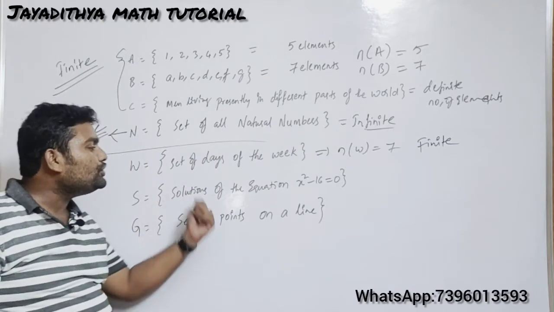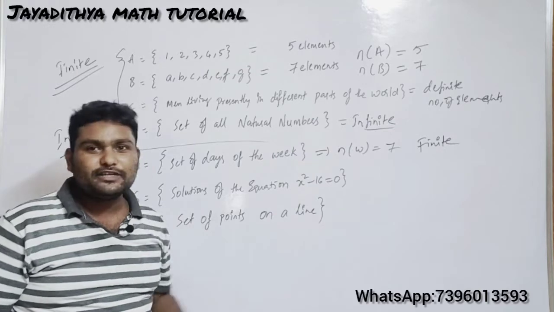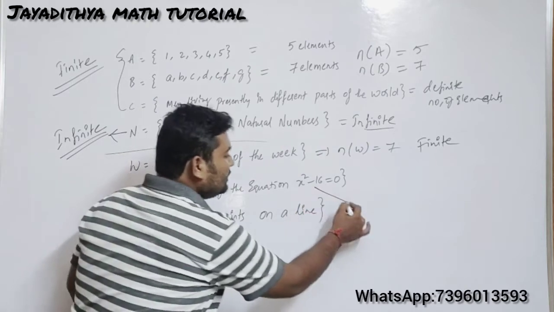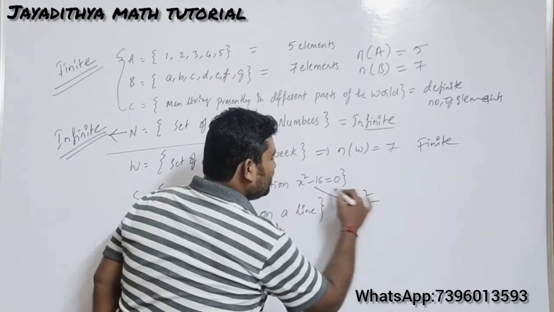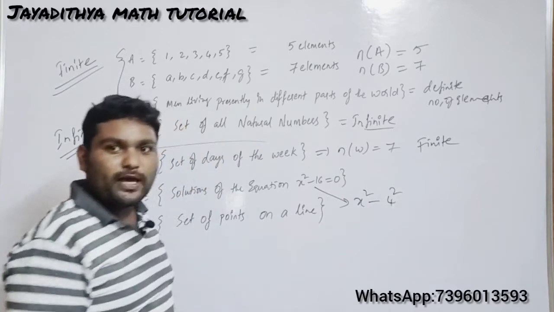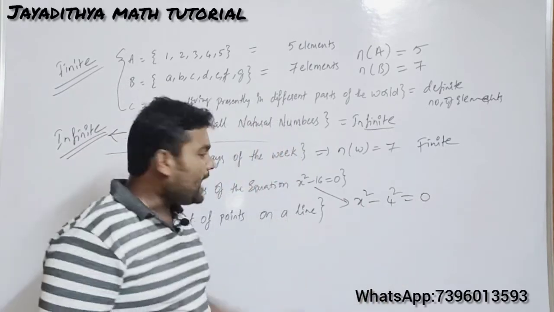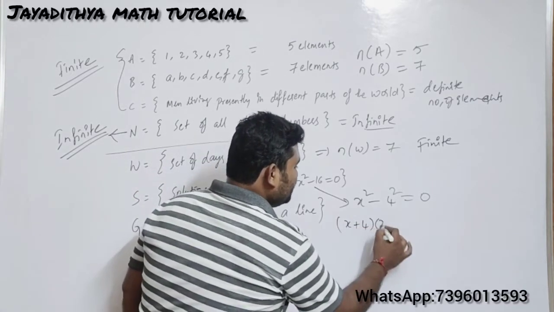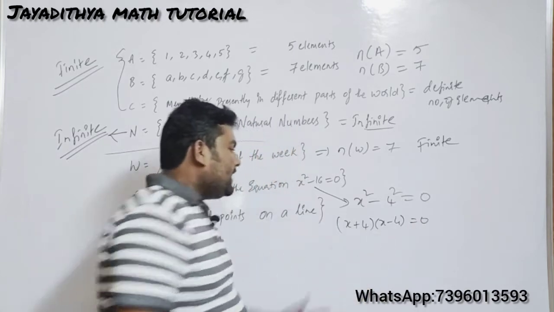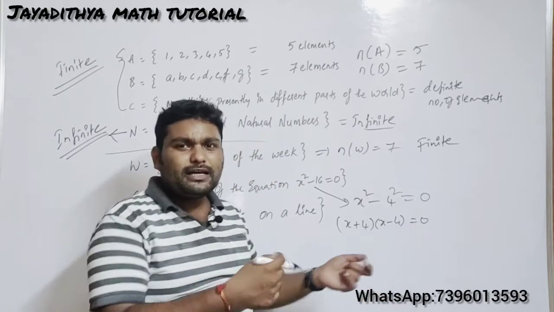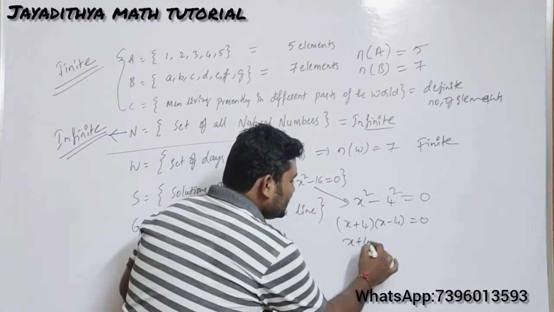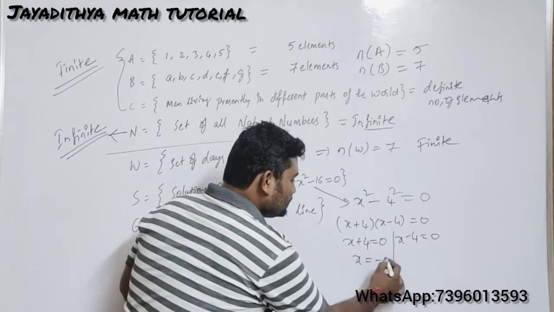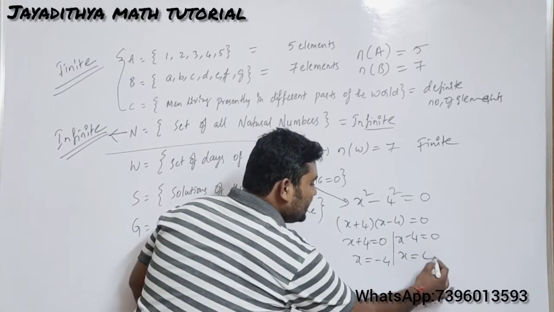S is the solutions of the equation x square minus 16 is equal to 0. How to solve this? X square minus 16 can be written as x square minus 4 square, and this is in the form of a square minus b square. So you can write (a plus b) into (a minus b) is equal to 0. If the product of two numbers is equal to 0, either of the numbers should be 0. So I am taking two cases: x plus 4 is equal to 0 and x minus 4 is equal to 0. If x plus 4 is equal to 0, I get x is equal to minus 4, and if x minus 4 is equal to 0, I get x is equal to 4.